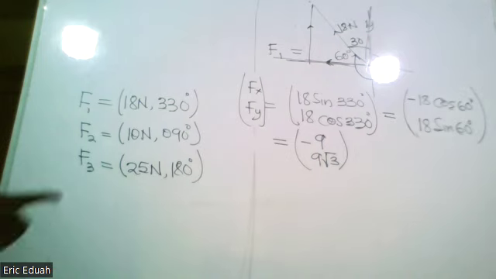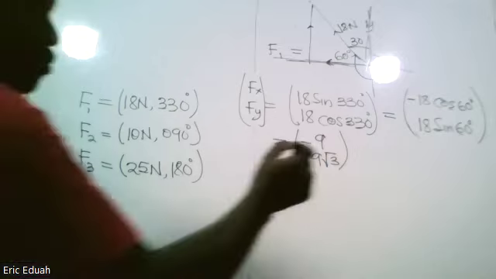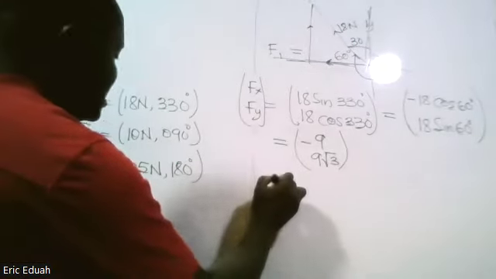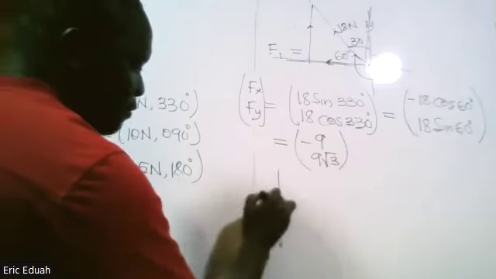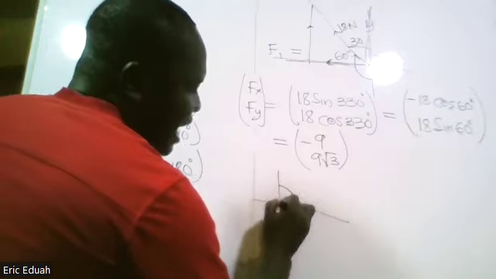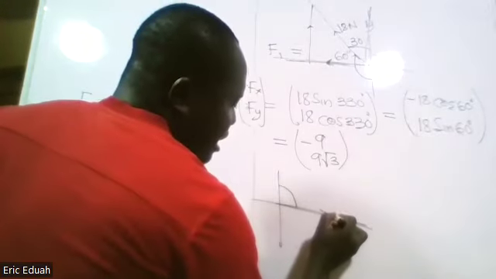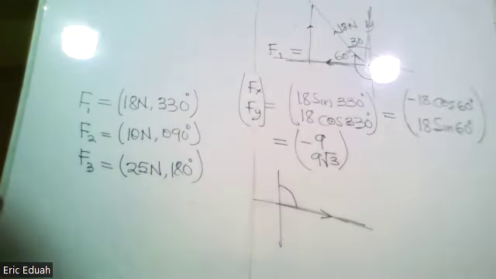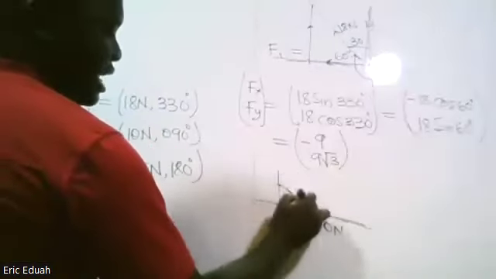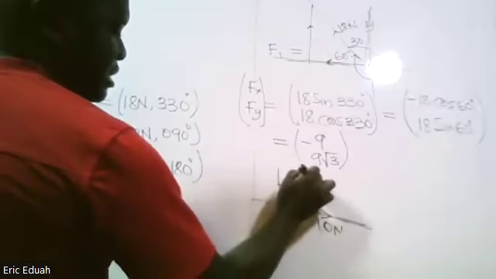Then let's look at F2. F2, the angle is 90. When I draw, it means that the vector lies on the horizontal axis. This is 10 Newton, because this angle is 90 degrees.